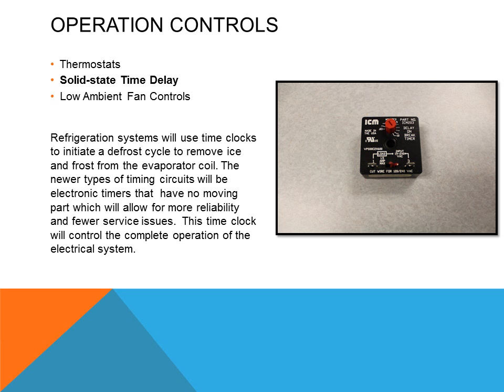Refrigeration systems will use time clocks to initiate a defrost cycle to remove ice and frost from the evaporator coil. The newer types of timing circuits will be electronic timers that will have no moving parts, which will allow for more reliability and fewer service issues. This time clock will control the complete operation of the electrical system for a freezer or refrigerator.